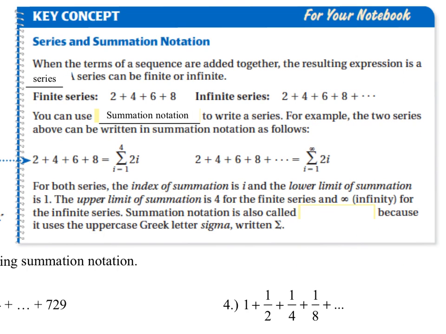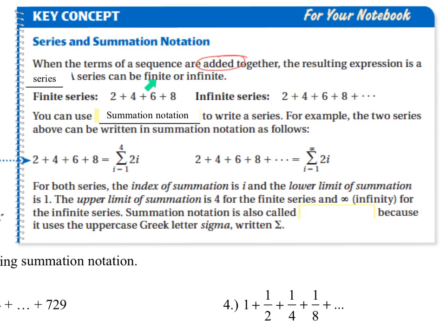Now we're going to be looking at series and summation notation. When the terms of a sequence are added together, that's the difference we see here with series versus sequences. The resulting expression is what we call a series. If you just have a list of numbers in a sequence with commas in between them, that's considered a sequence. If you then go one step further and have an addition sign in between the terms, that's what we call a series.